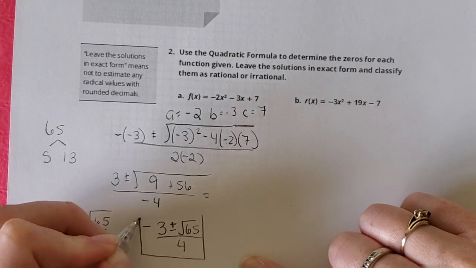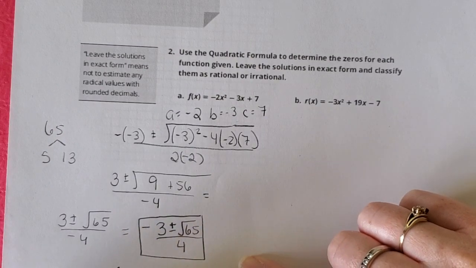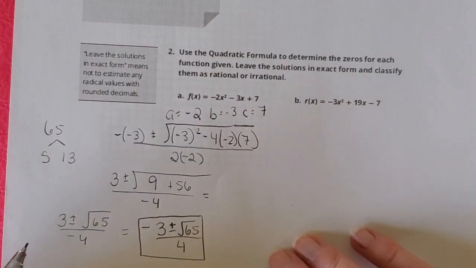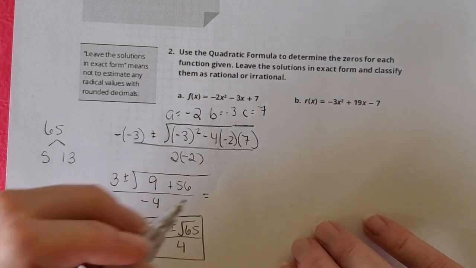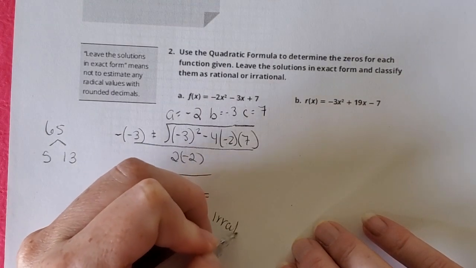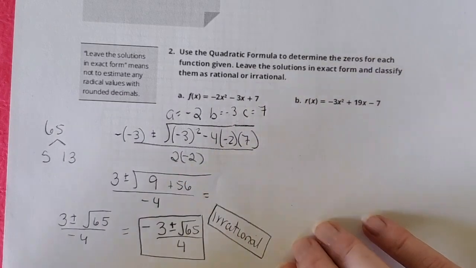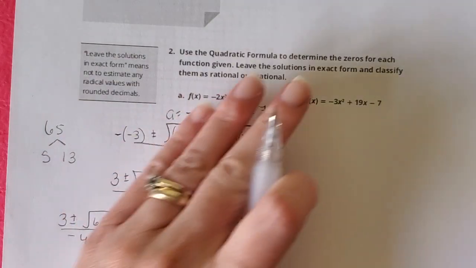That's the answer. You can split it apart and write -3 plus root 65 and -3 minus root 65, over 4. That's up to you if you want to split it apart or just leave your final answer like this, which indicates both answers. Okay, so that's the exact form, and because it has a radical left behind, it is irrational. It asks you to identify as rational or irrational. So you're going to now do 2B.